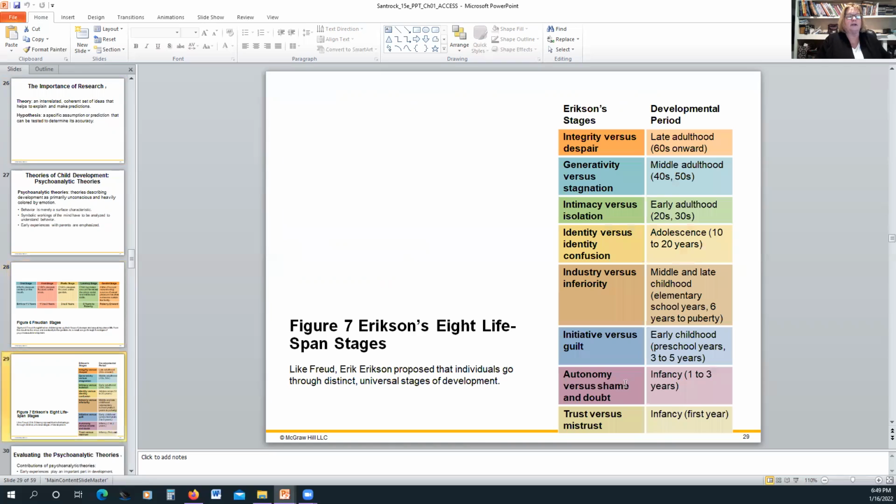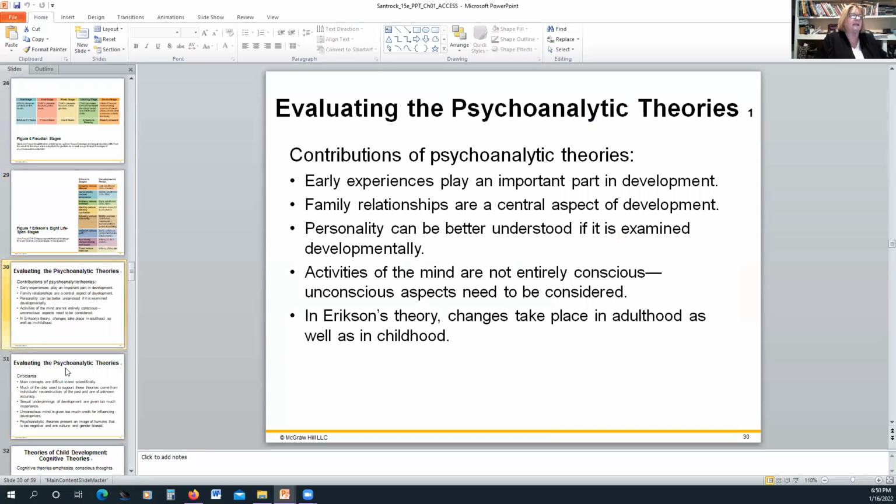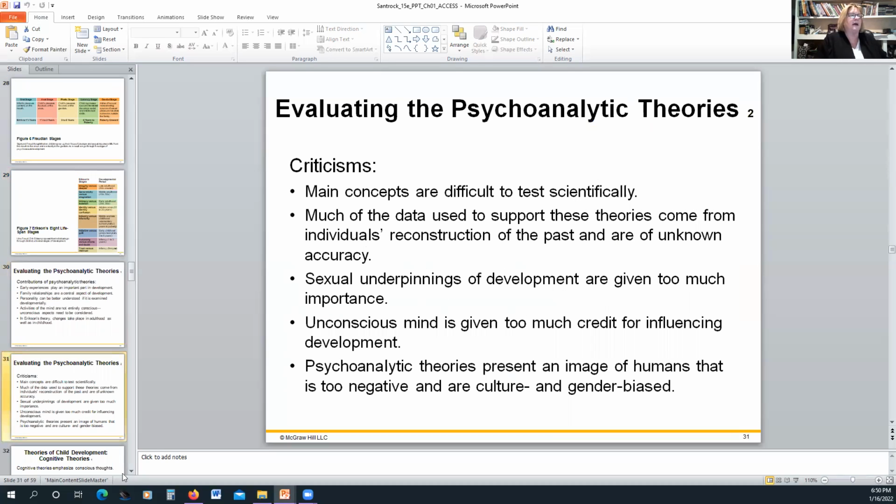We're going to talk about Erikson. We're going to talk about Erikson: trust versus mistrust, autonomy versus shame and doubt, initiative versus guilt, and industry versus inferiority. We might touch a little teeny tiny bit on identity, but not a lot of that. Those are psychoanalytic theories. So there are some good things about them and some criticisms about them.